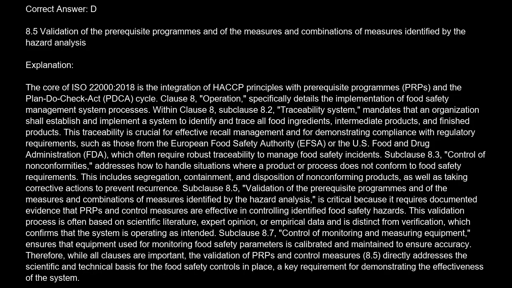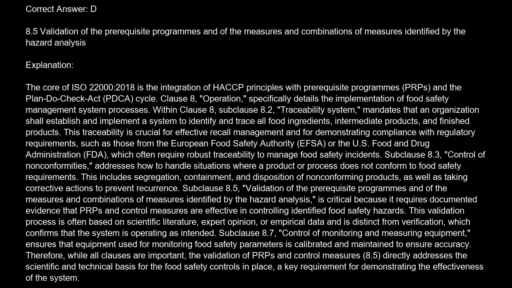The correct answer is D, 8.5 Validation of the prerequisite programs and of the measures and combinations of measures identified by the hazard analysis. Explanation. The core of ISO 22000-2018 is the integration of HACCP principles with prerequisite programs, PRP, and the Plan Do Check Act, PDCA cycle. Clause 8, Operation, specifically details the implementation of food safety management system processes.